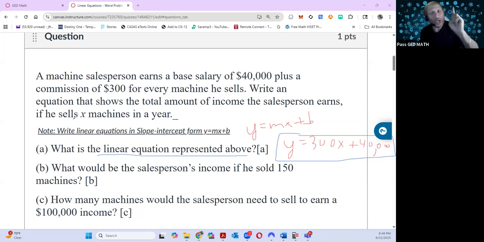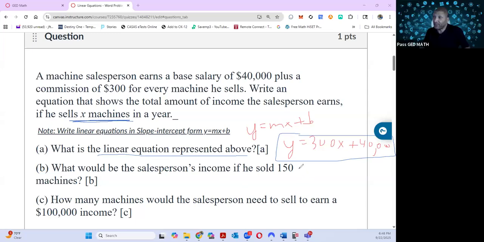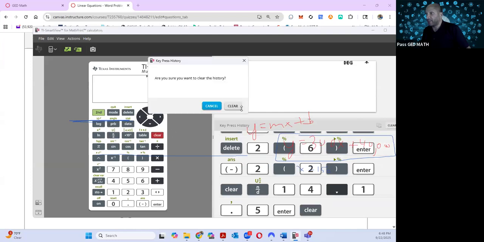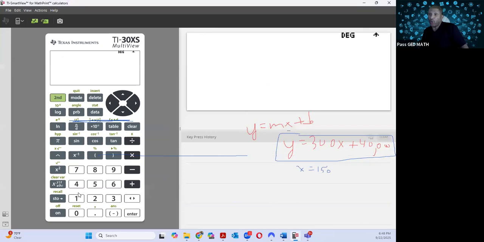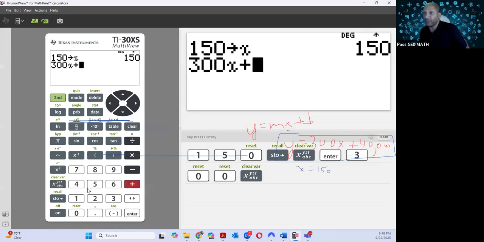So, the key: what do I know? What does my variable x stand for? The number of machines. So what this is telling me is x is equal to 150. Now you're grabbing your calculator, because I already showed you how to evaluate an algebraic expression and how to use the calculator: 150, store x, enter. What's my linear equation? 300x plus 40,000.